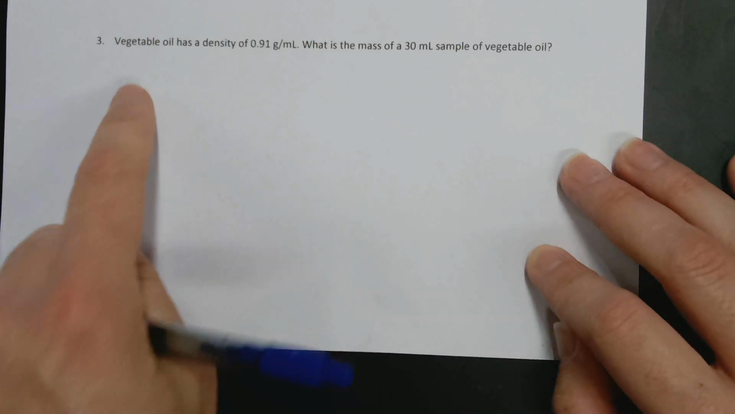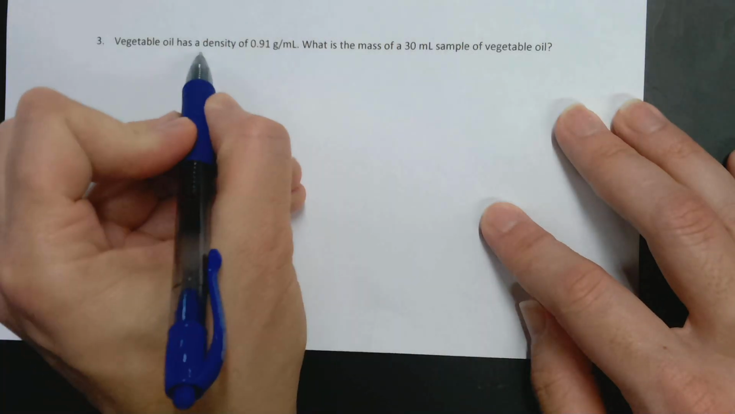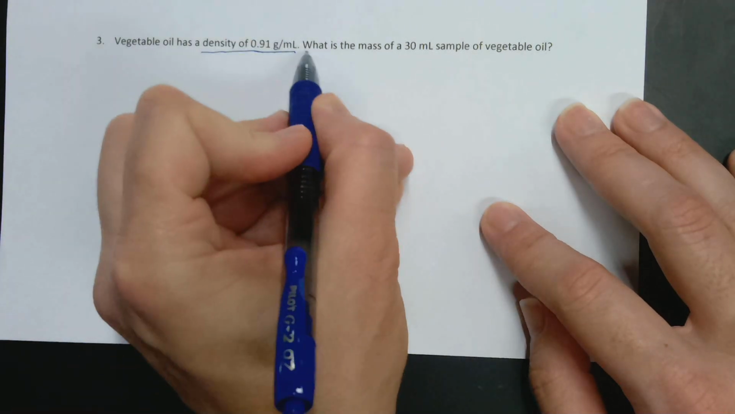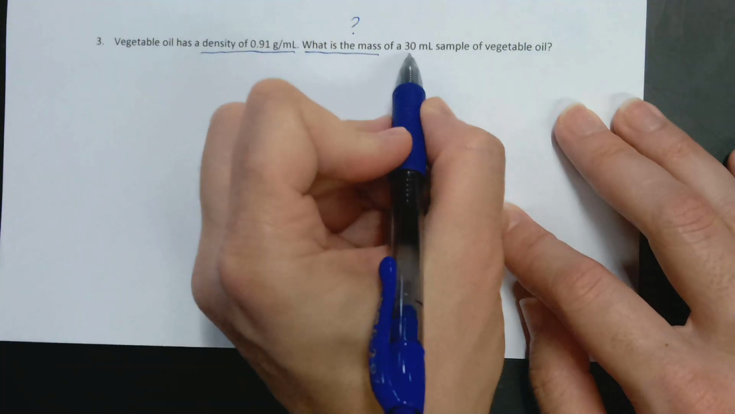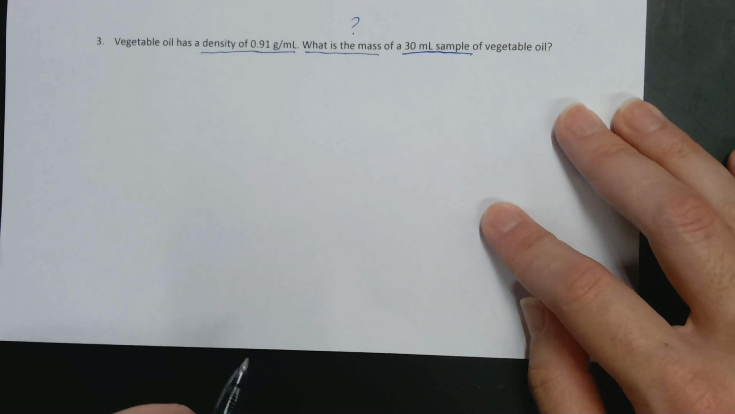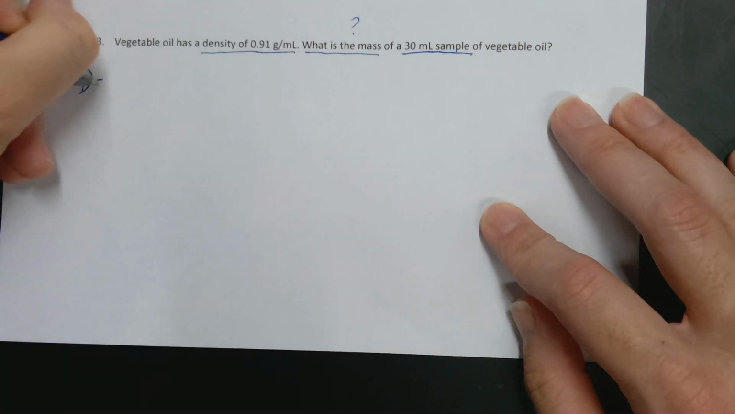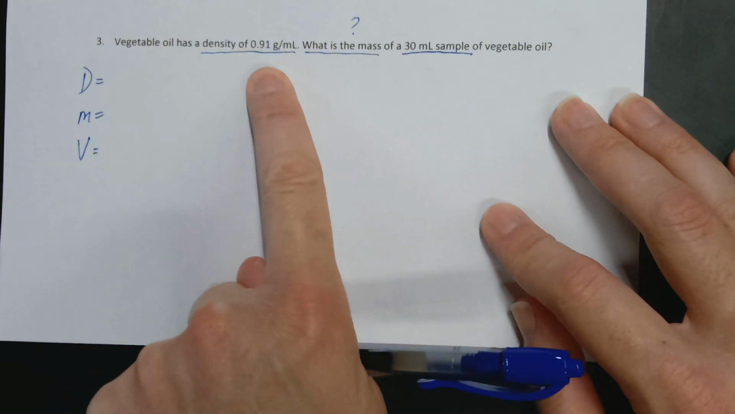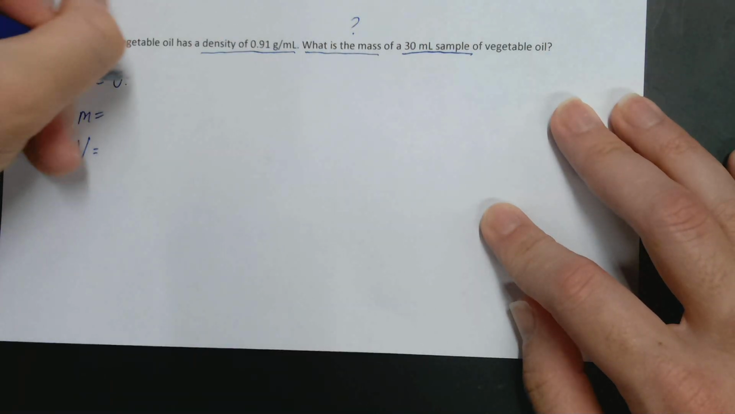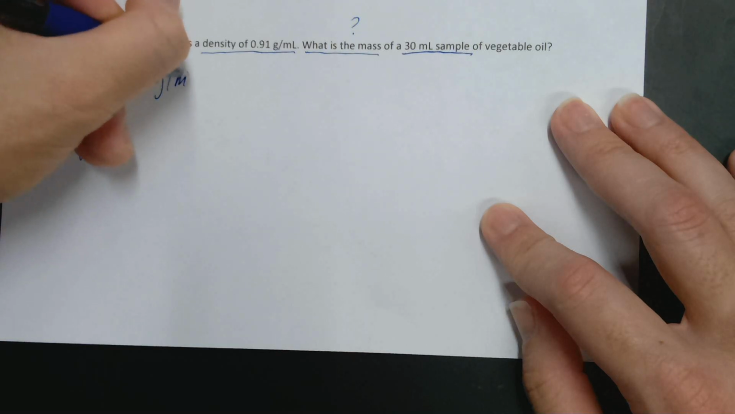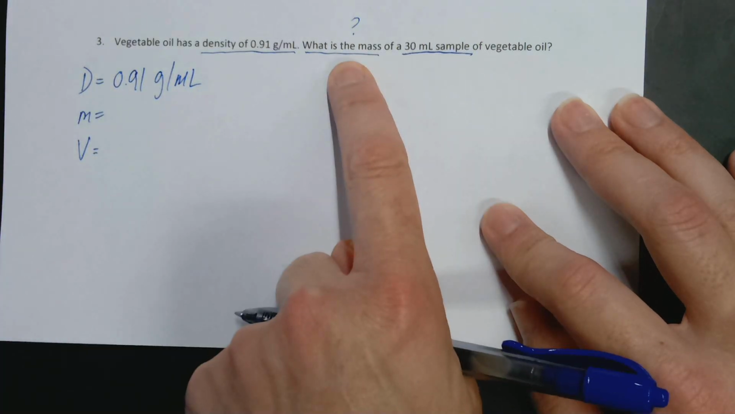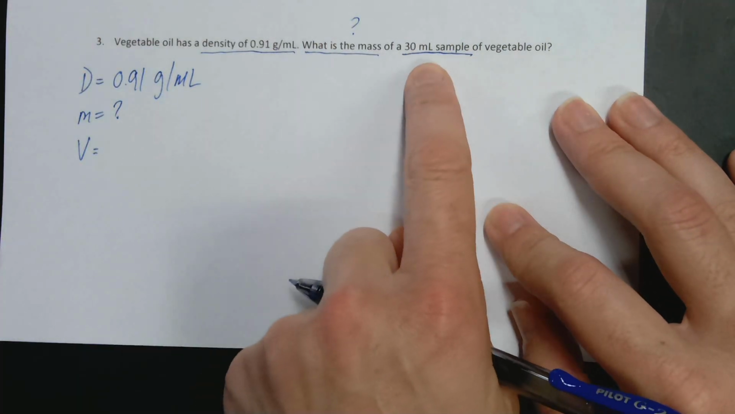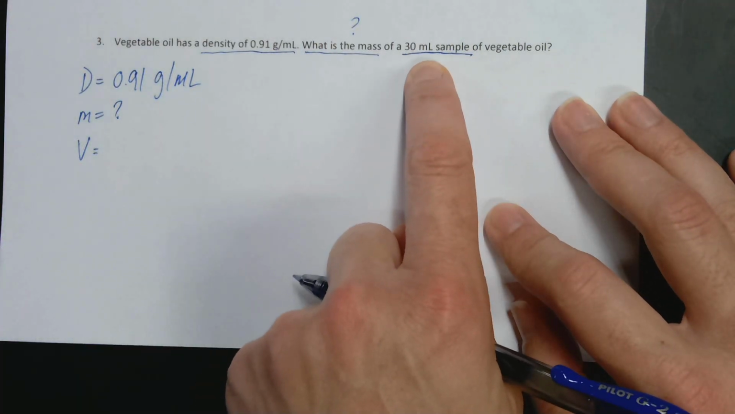Here we have vegetable oil has a density of 0.91 grams per milliliter. What is the mass? So I'll put a question mark, of a 30 milliliter sample of vegetable oil. So let's identify all three variables. It tells us density is 0.91. It asks what is the mass, so we can put a question mark in for mass. And then remember, the units for volume are milliliters, so a 30 milliliter sample.